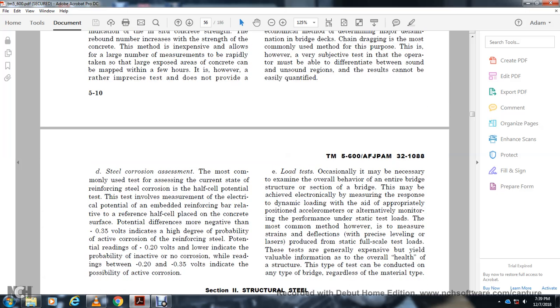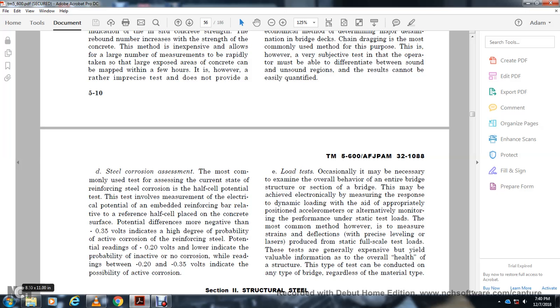Steel corrosion assessment. The most commonly used test for assessment of the current state of reinforcement steel corrosion is the half cell potential test, which involves the measurement of electrical potential of the embedded reinforcement bar relative to a reference half cell placed on the concrete surface. A potential difference more negative than 0.35 volts indicates a higher degree of probability of active corrosion of the reinforcement steel. A potential reading of 0.2 volts or lower indicates probability of no corrosion, while a reading between 0.20 volts and 0.35 volts indicates the possibility of active corrosion.